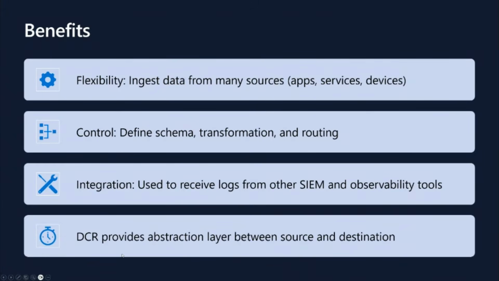That's really this last benefit here. The DCR provides that abstraction layer between the source and the destination, so your source and your destination stay pretty pure. The configuration itself is doing a lot of that routing and key transformation work. And then also, that integration capability, right? I want to be able to receive logs maybe from other SIEMs, other observability tools. That DCR data process flow really excels at allowing you to achieve that.